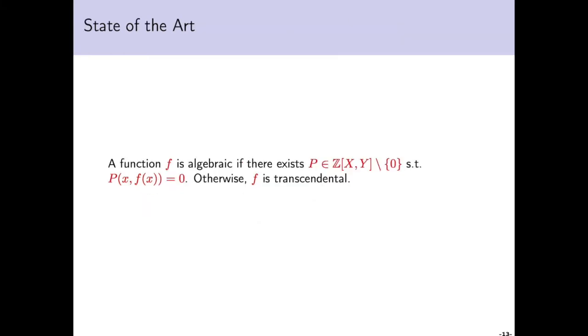So what's the state of the art regarding this? First thing, I want to recall what I will call an algebraic function. I would say that the function is algebraic if there exists a polynomial in two variables with integer coefficients, such that P of x, f of x is equal to 0, okay, for all x in the interval that we consider. Otherwise, I will say that my function is transcendental.